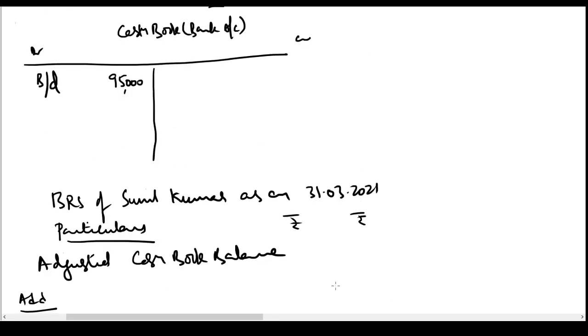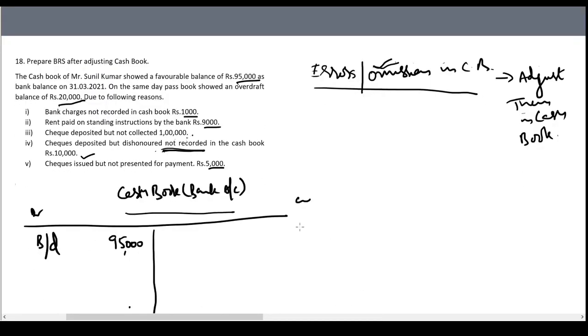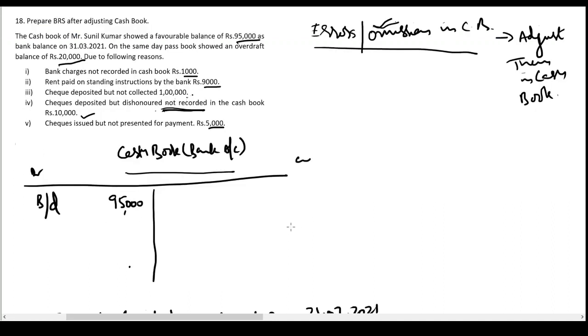What we'll do is, we'll first make adjustments in the cash book, then take the amended cash book balance, put it in the BRS, and then try to arrive at the passbook balance. Now, bank charges not recorded in the cash book, 1000. So it's a withdrawal which has not been recorded in the cash book. Now we have an opportunity to correct our mistake. Don't show it in the bank reconciliation statement. Don't highlight it to the owners of the business. They'll say you are not working properly. You have not passed entries for bank charges.